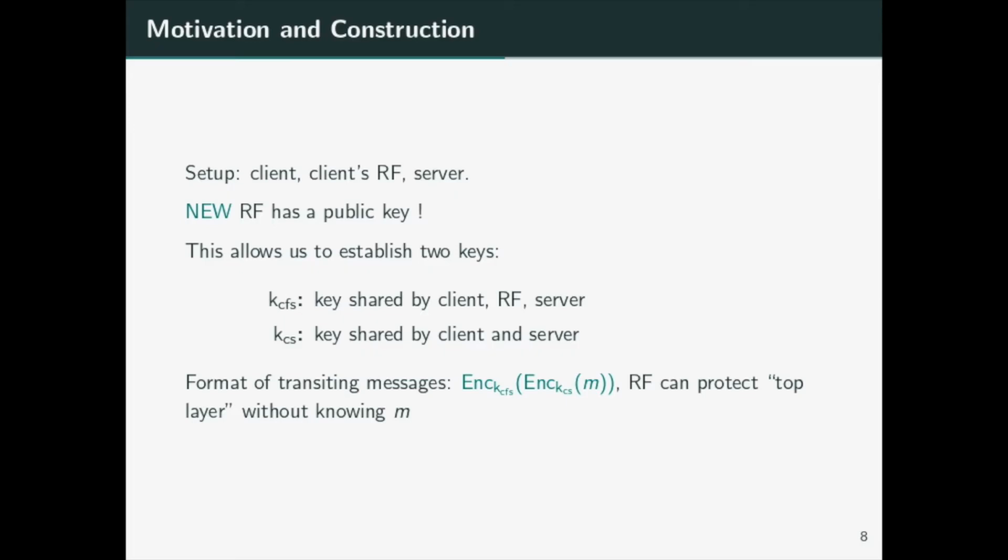First of all, we have KCFS, which, as its name kind of indicates, is a key that is shared by the client, the reverse firewall, and the server. And the second key is KCS, which is a key shared only by the client and the server. Using those keys, the format of the messages that are transiting on the channel are actually double encrypted, first with the key shared by the client and the server, and then by the key shared by the client, the reverse firewall, and the server. This means that the reverse firewall is able to protect, re-randomize, and actually encrypt the outside layer without having to know what the message M actually is.